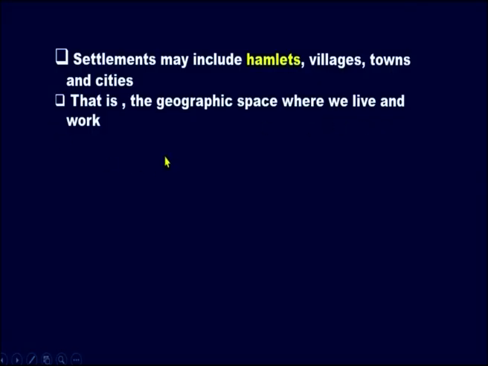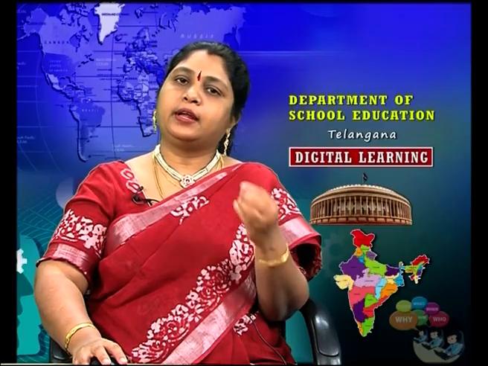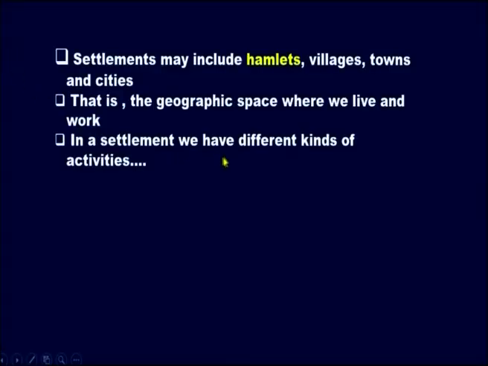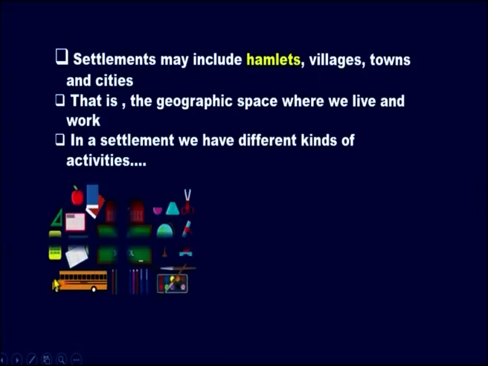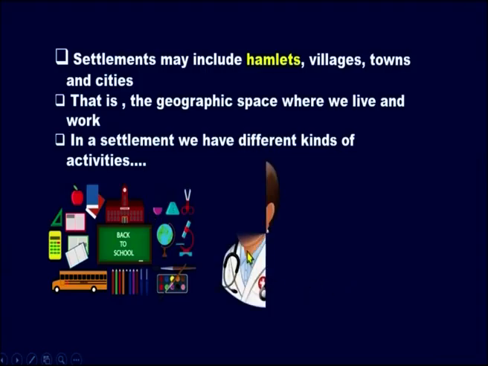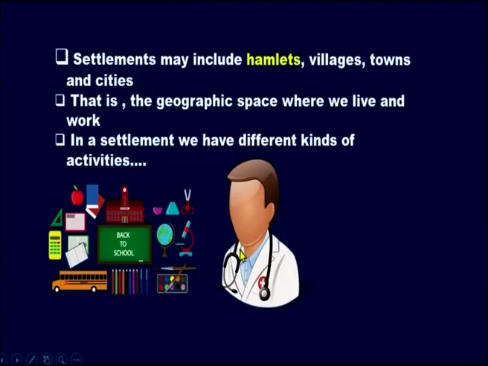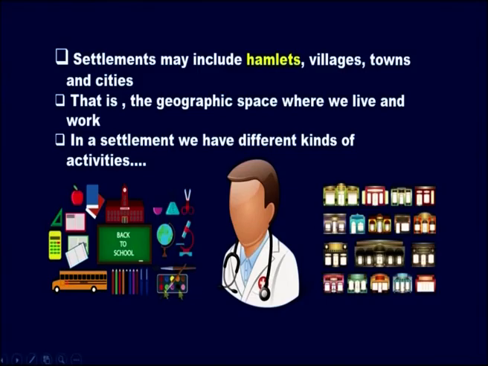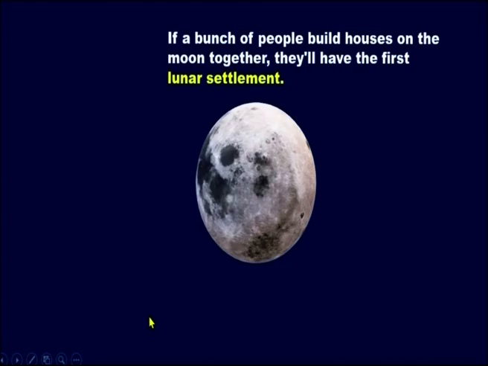So, wherever we are living, suppose we are living in a village, that is a settlement, and we organize ourselves to that space and also we work in that place, isn't it? Then, in a settlement, we have different kinds of activities. Can you tell some activities? Yes, like a school or educational institutions. Then, there may be hospitals, where the activity is that of a doctor. Then, some commercial complexes. So, we have different kinds of activities in every settlement.